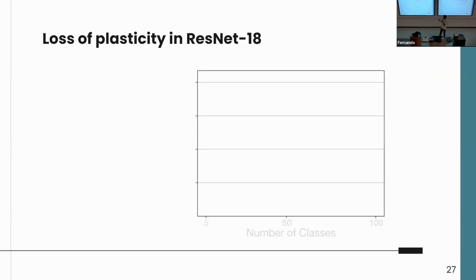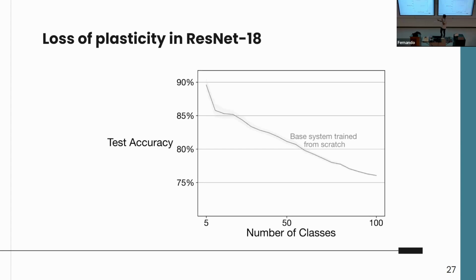So here is the plot with the number of classes on the x-axis and the test accuracy on the y-axis. This is the base system trained from scratch, so it's initialized at the start of each task. And here is the base system trained incrementally, which is initialized only at the very beginning and then constantly being trained after that. We can see here that at the end, the base system is doing worse than the base system trained from scratch, which shows some loss of plasticity.